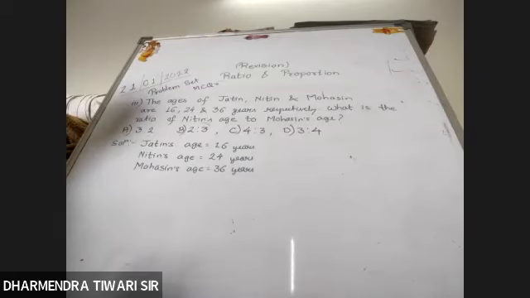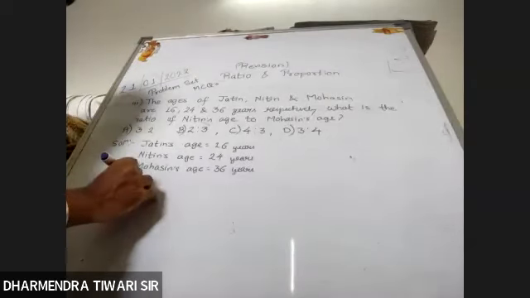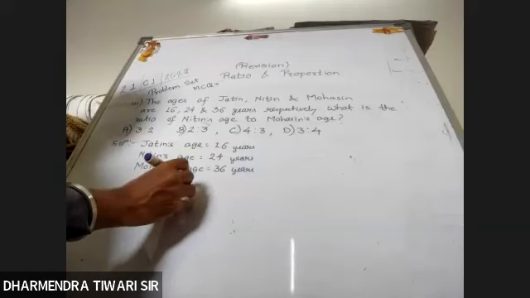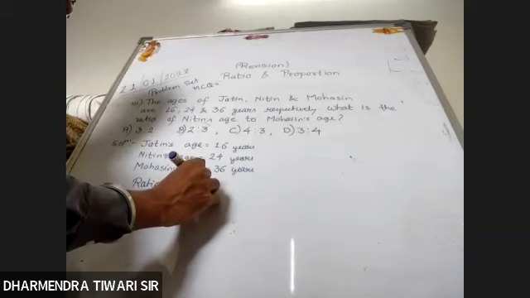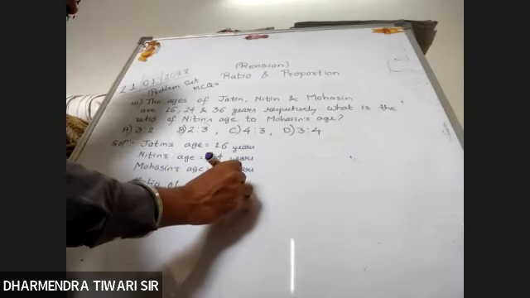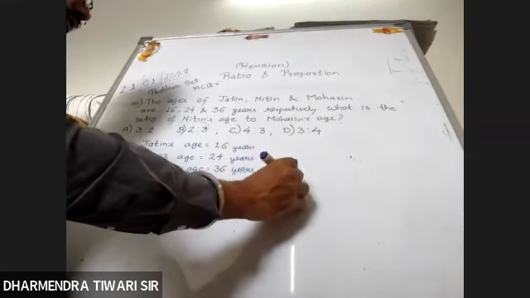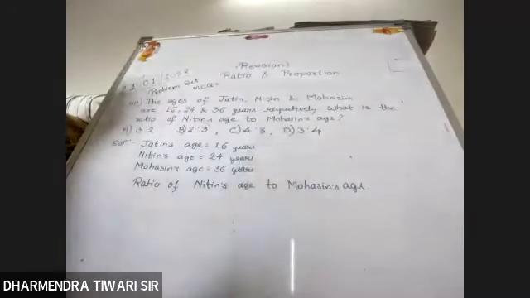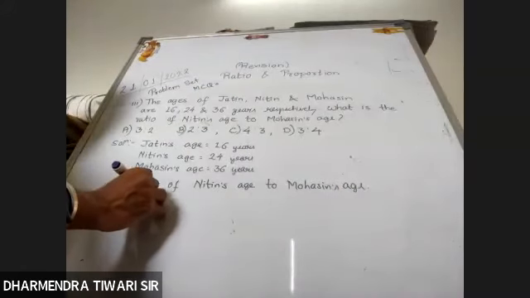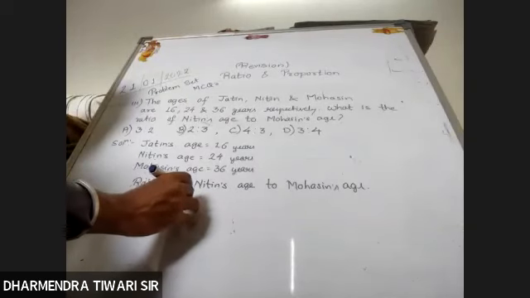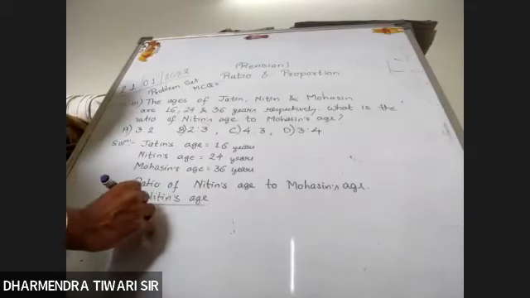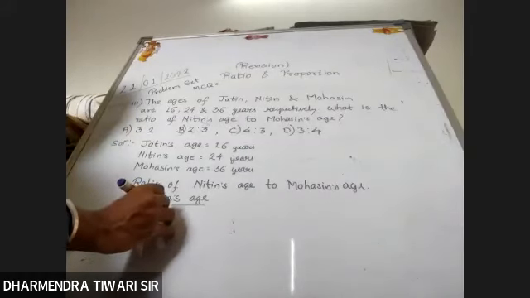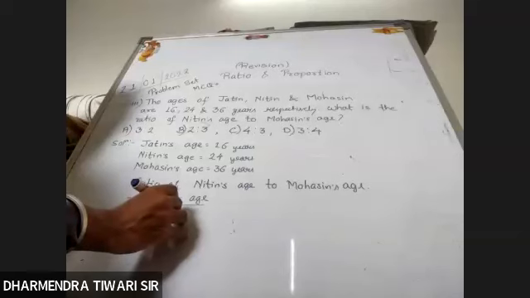If the month is given, then we need to convert it in years, or you have to convert all years in months. Here they are asking for the ratio of Nitin's age to Mohasin's age. 'To' means we have to take that in the denominator. So we'll be writing this as Nitin's age divided by Mohasin's age.